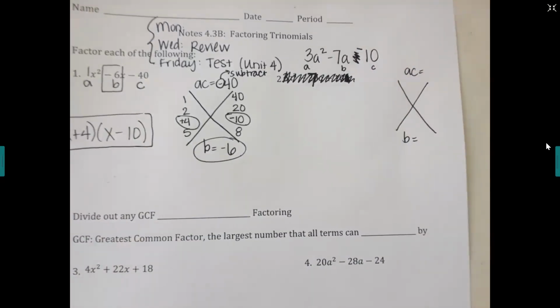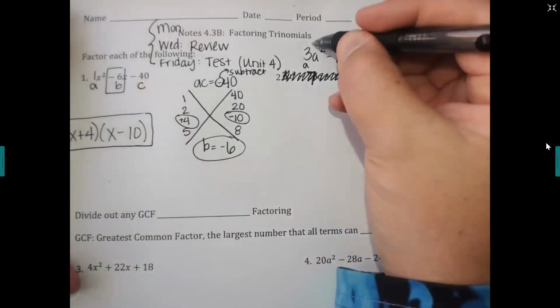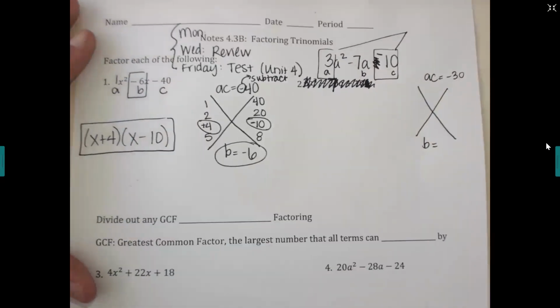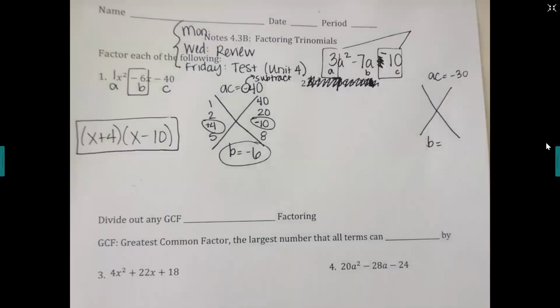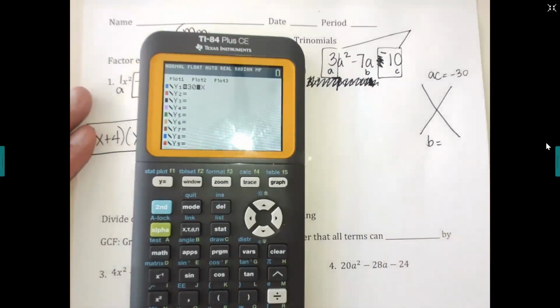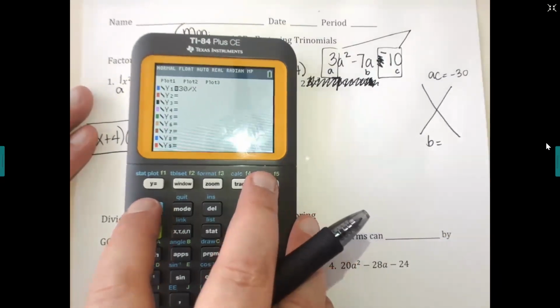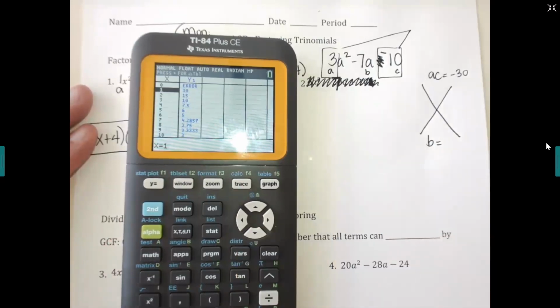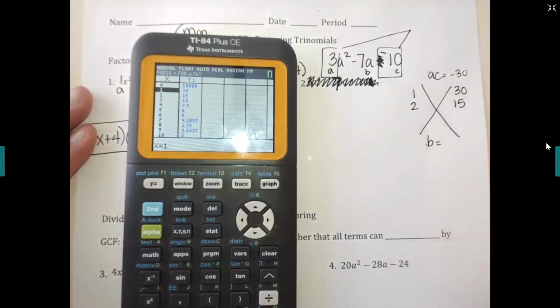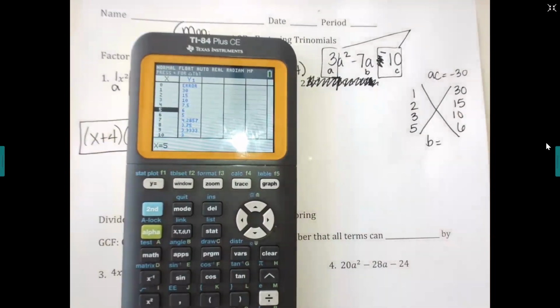So what is my AC number this time? 3 times negative 10 is negative 30. But then remember, when you put this in the calculator, you don't need the negative. You're just gonna put 30 divided by X. Then I'm gonna go into my table and pick all the partners that times to 30. So I have 1 and 30. What's my next partner? 2, 15. Next one, 3 and 10. And then I've got a whole bunch of decimals. 5 and 6, it looks like is the last one. Yeah, because then it repeats, that's right.